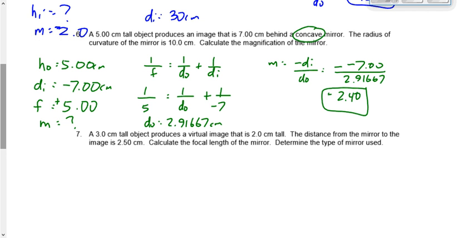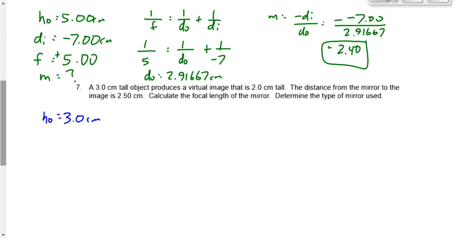Finally, let's take a look at number 7. It says a 3 centimeter tall object. We're going to make that HO. Produces a virtual image that's 2 centimeters tall. We're going to say HI is 2.0 centimeters. Is it right side up or upside down? Do we know that?